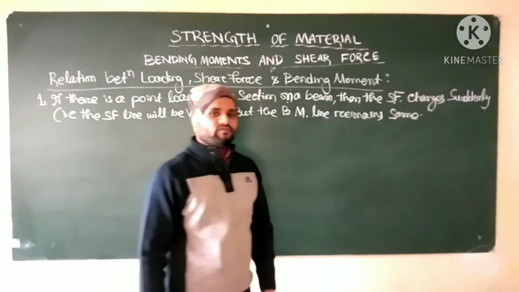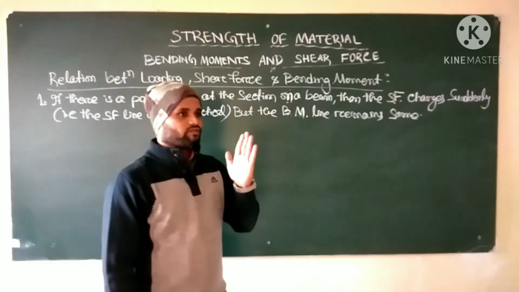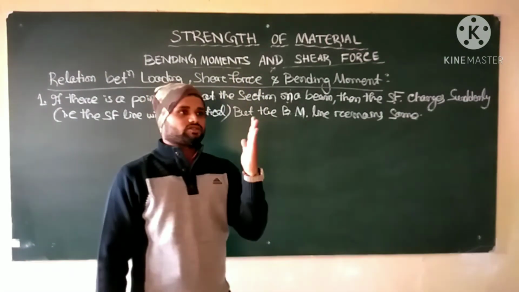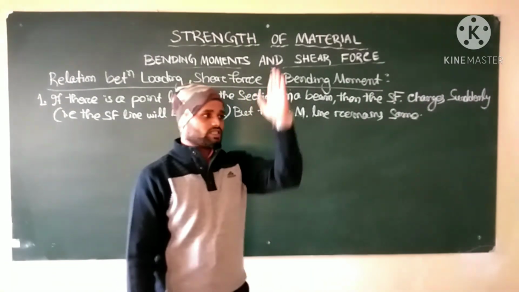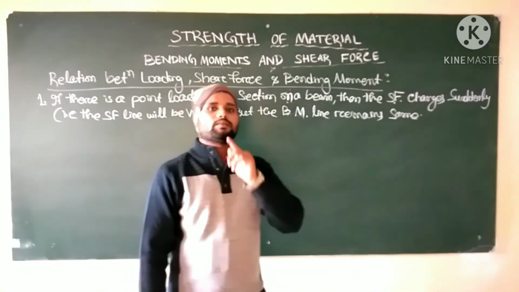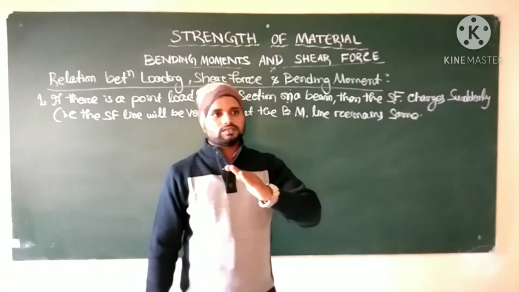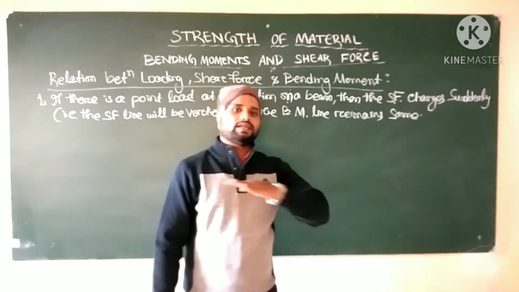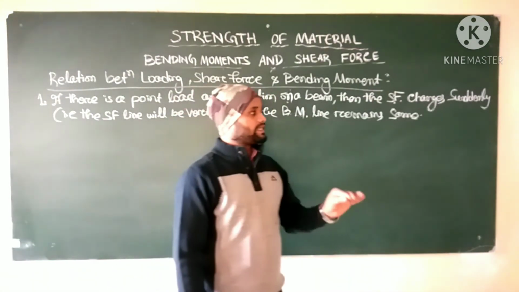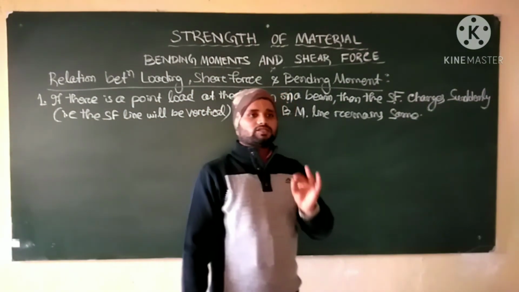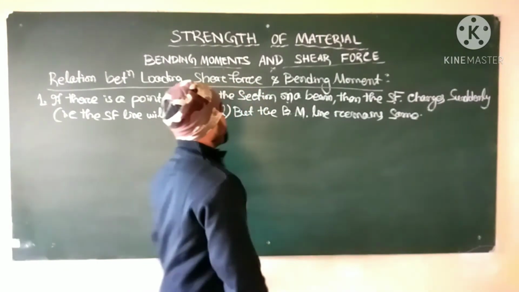So what will happen if there is a point load at a section on a beam? The shear force line changes to a vertical position. That means the shear force always changes vertically, but the bending moment line remains the same. Previously the bending moment line was so, and after that also the bending moment line is the same. Due to the point load, there will be no change in the bending moment line, but the shear force line suddenly changes vertically.